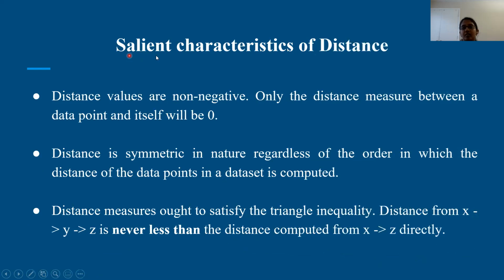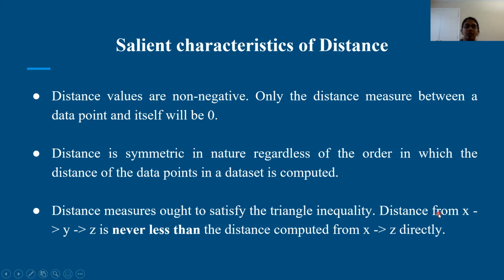Now, these are the significant characteristics of distance, and these should definitely be satisfied when distance is computed. The first one is that all distance values are non-negative in nature, and the distance measure from a data point to itself will be zero. Otherwise, it's going to be greater than zero. The second one is that distance is symmetric in nature. No matter how the distance is computed between the data points, it's always going to be symmetric. And the distance measures should satisfy triangle inequality.